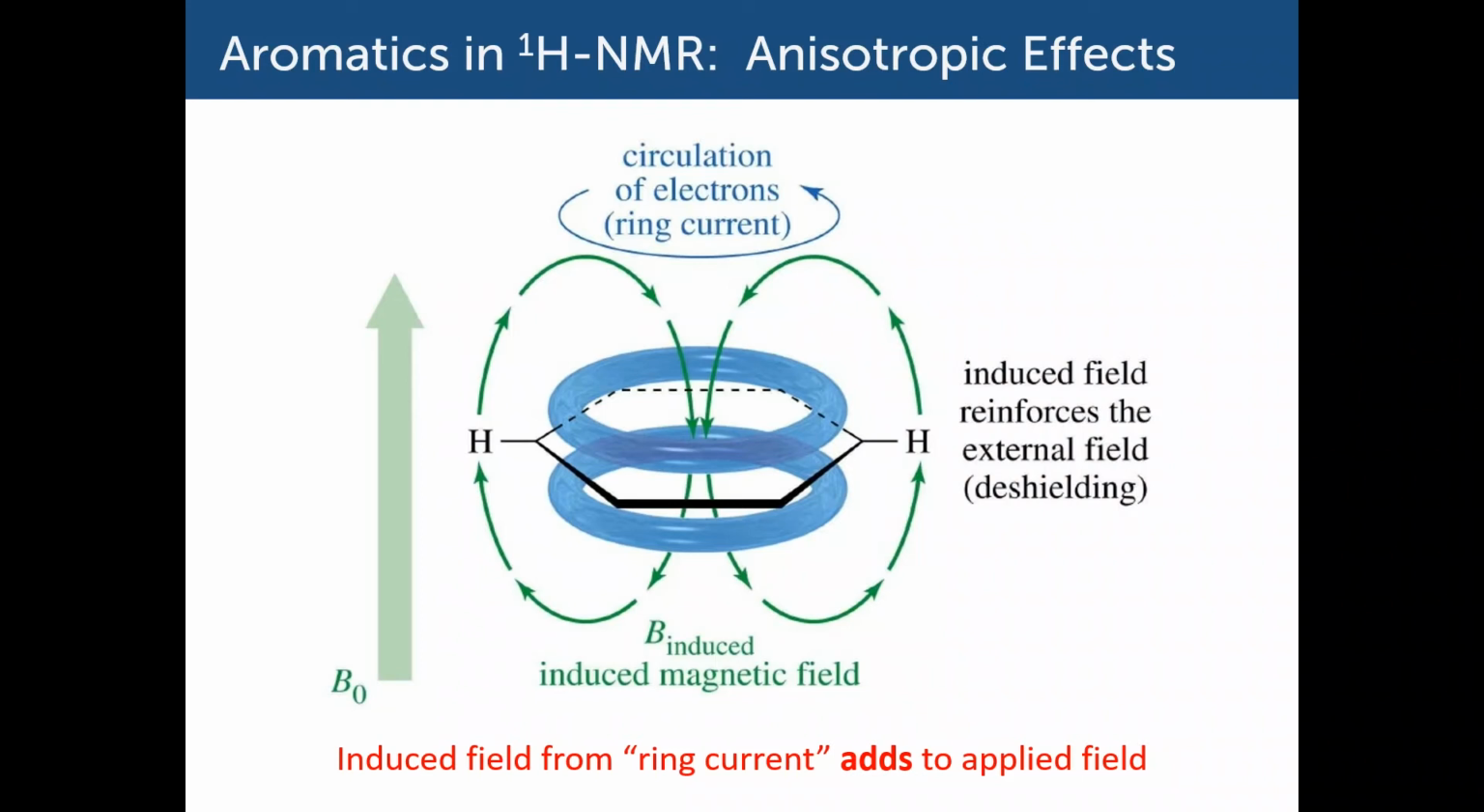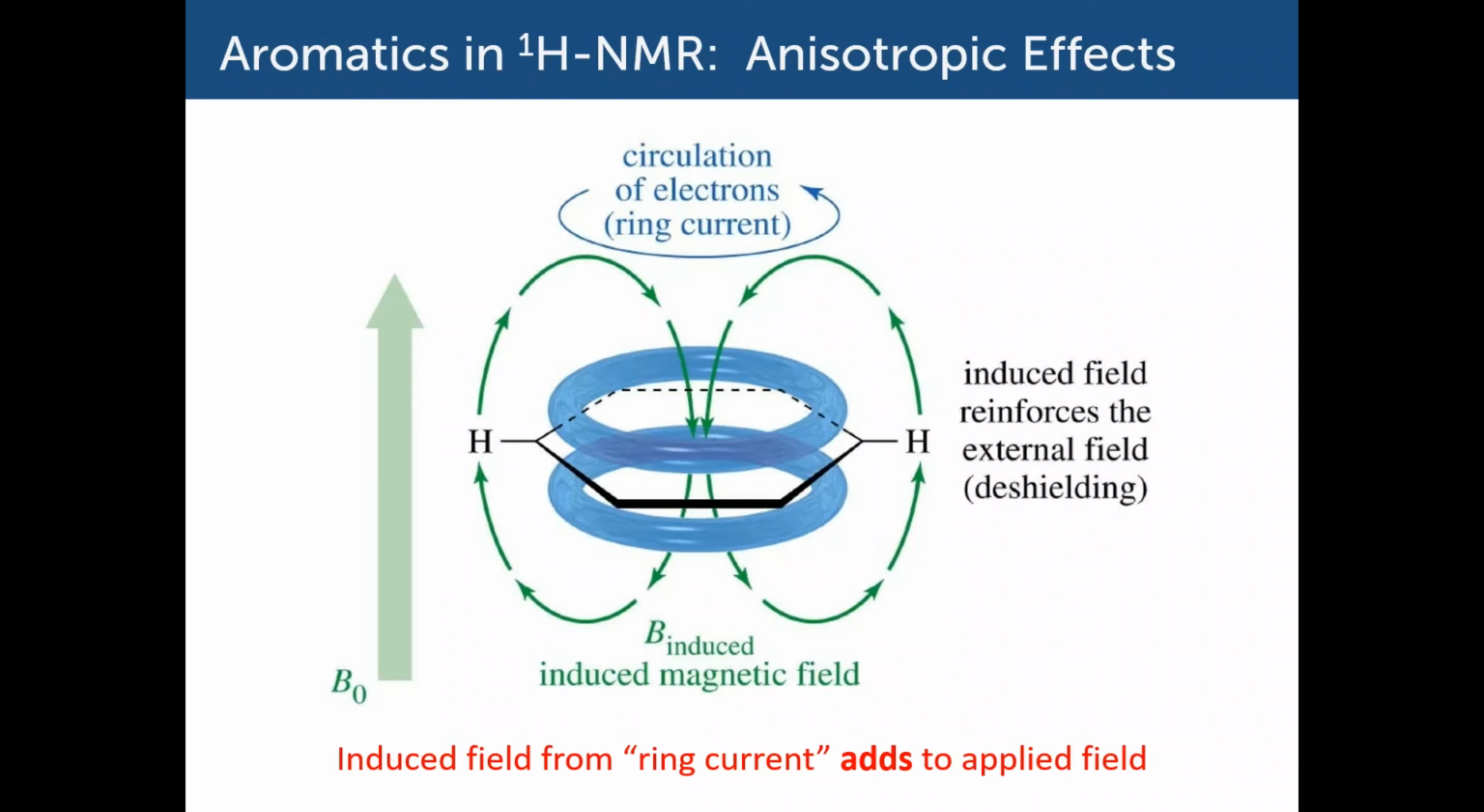This is kind of a busy diagram, but the idea is that if we have something like a benzene ring, the electrons within that ring could in principle move in a circle. So you can see these blue donuts on the top and the bottom of the benzene ring, and that's where the electrons that are a part of the aromatic system essentially reside.